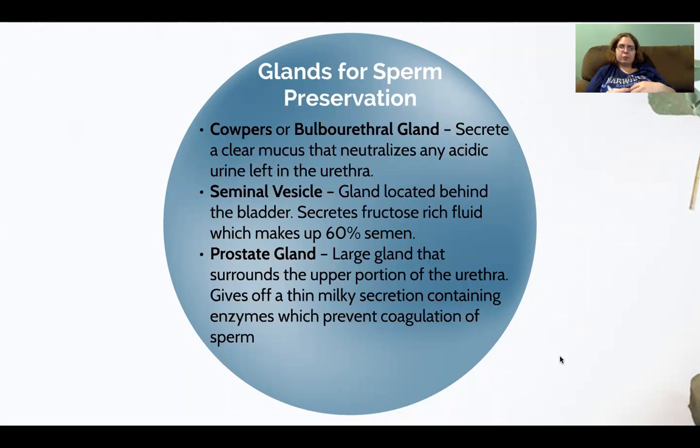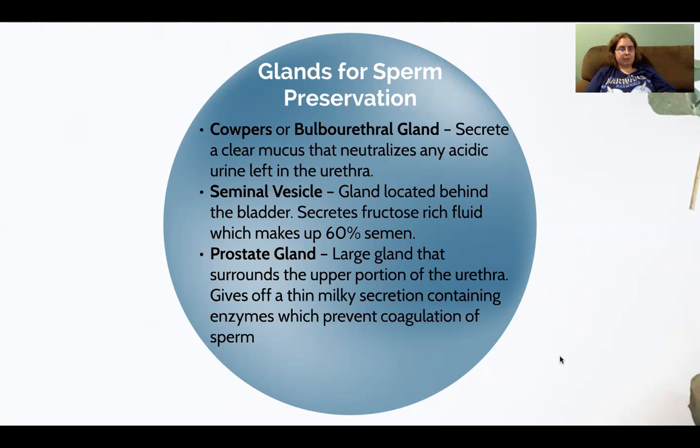So what happens is before the semen passes, before the sperm passes, the Cowper's gland is going to secrete this clear mucus ahead of it. So this is a lot of the pre-fluid. And the point of it is to move through the urethra and completely neutralize any leftover acidic urine so that the lower pH doesn't affect and kill the sperm.